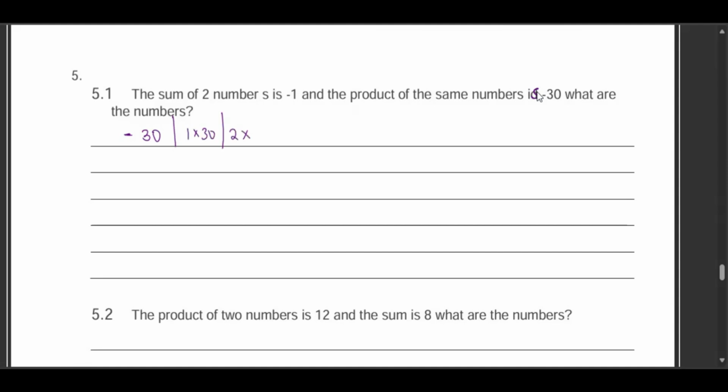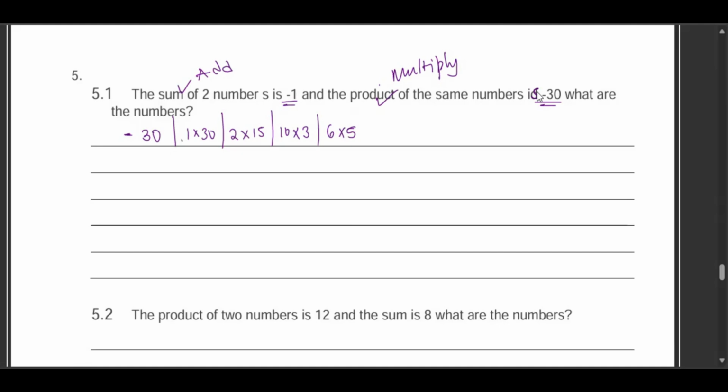Then we have 2 times 15. We have 10 times 3. We have 6 times 5. I think they are done. Why are we doing this? Because I'm looking for numbers that I will multiply to give me a negative 30. And when I add, they give me negative 1. Sum, meaning when I add. Product, meaning when I multiply. You understand? So of these numbers, which one can give me a -1?